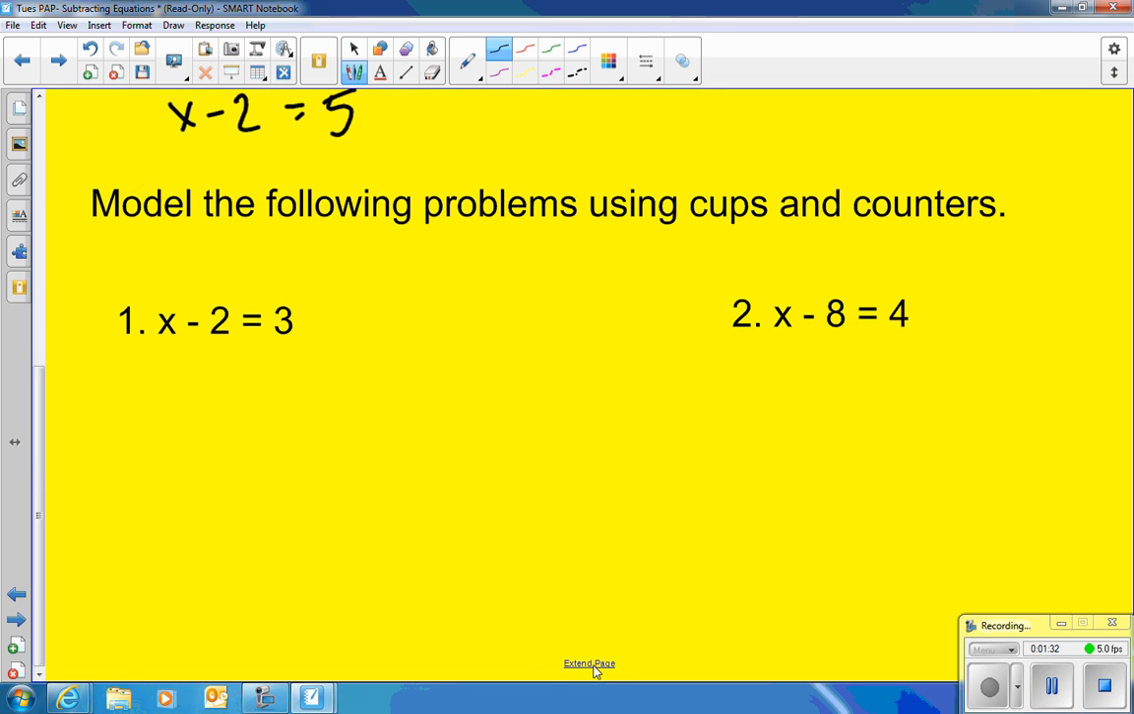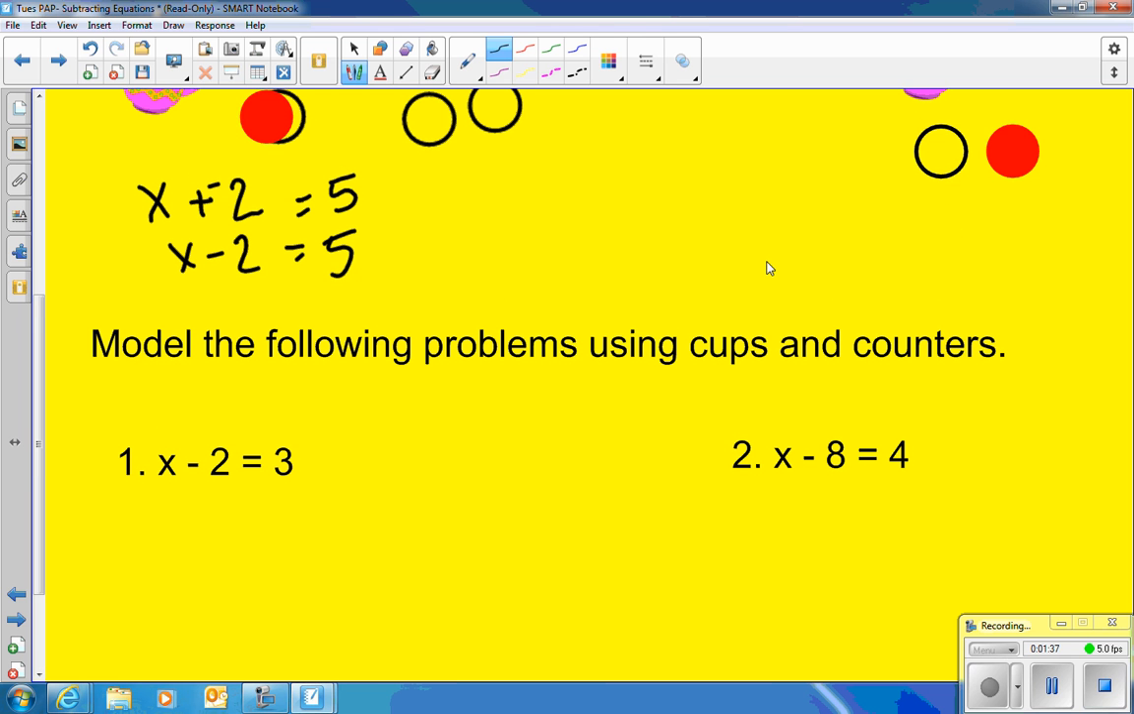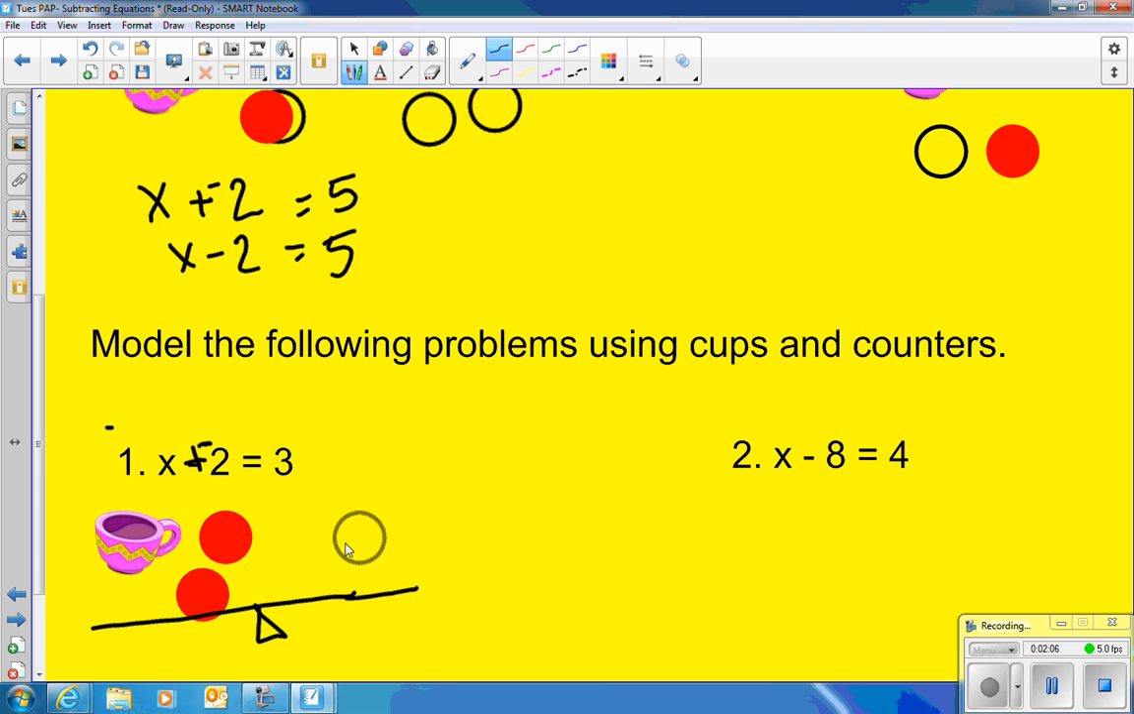So if we were going to model these, we would take an x, which is a cup, and this is the same thing as take away a positive is add a negative. So we are going to add the opposite here, which means when we model it, we're going to put 2 negatives there. But on the other side of our balance scale, we're going to put 3 positives.